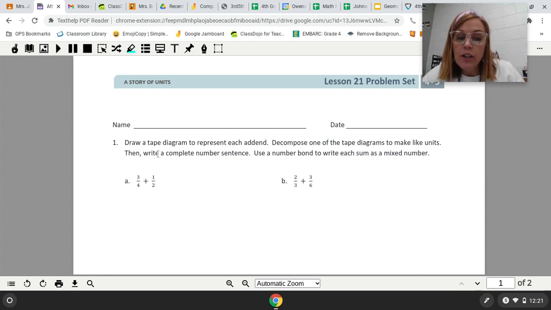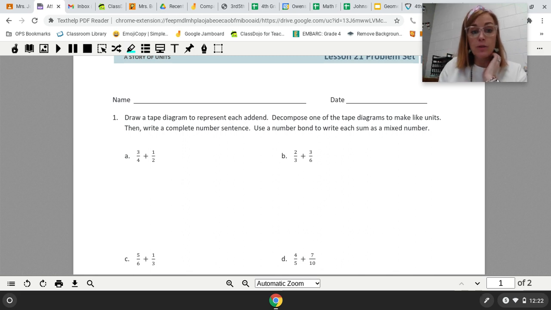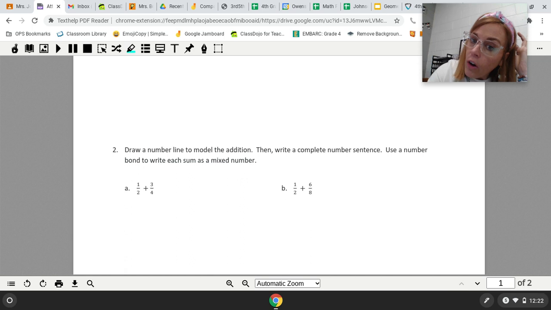Number 1, draw a tape diagram to represent each addend, decompose the tape diagram to make like units, and then write a complete number sentence. Use a number bond to write the sum as a mixed number. It's what we just did in the lesson. You're going to draw a tape diagram. You're going to show me how 1/2 becomes fourths, because we have to get it to be fourths to add right here. Then you're going to write your new number sentence. So 3/4 plus however many fourths equals however many fourths, okay? And then if it's an improper fraction, you have to make it a mixed number. So what we just did together, you're going to do that for all of number 1.